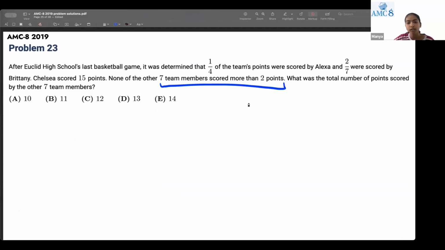So then suppose that the 7 teammates can be equal to, we'll do like x. So x has to be greater than or equal to 0 since they cannot score a negative number, and less than or equal to 14. We got 14 because 7 times 2, and none of them scored more than 14. So it can be equal to 14.